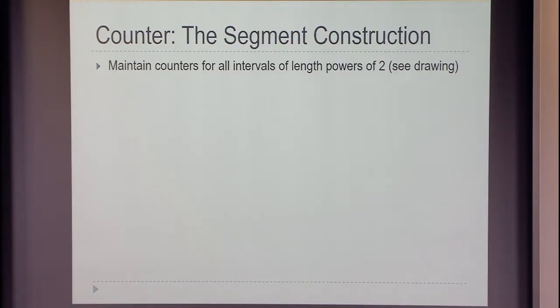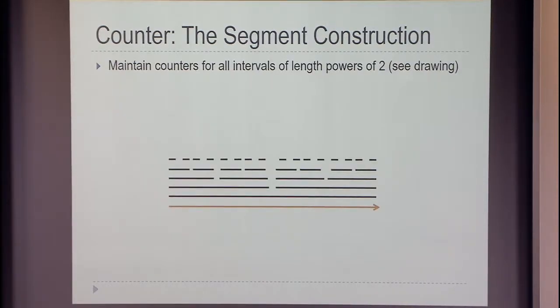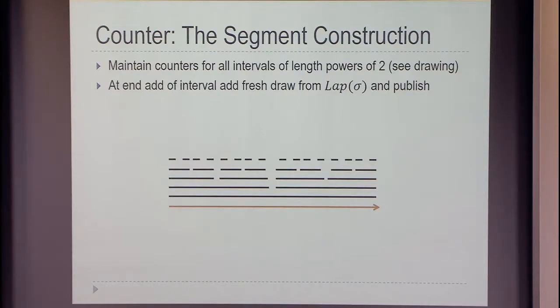So here's a counter. What we're going to do is we're going to maintain counters for all intervals of length powers of 2. So if this is time, here are the time intervals. This is the interval consisting of the first step, the second step, the third step. This interval is the first 2 steps, the second 2 steps, and so on and so forth. And at the end of an interval, whenever we get a completion here, we're going to add some fresh draw from a Laplace distribution with the appropriately chosen parameter and publish the result.